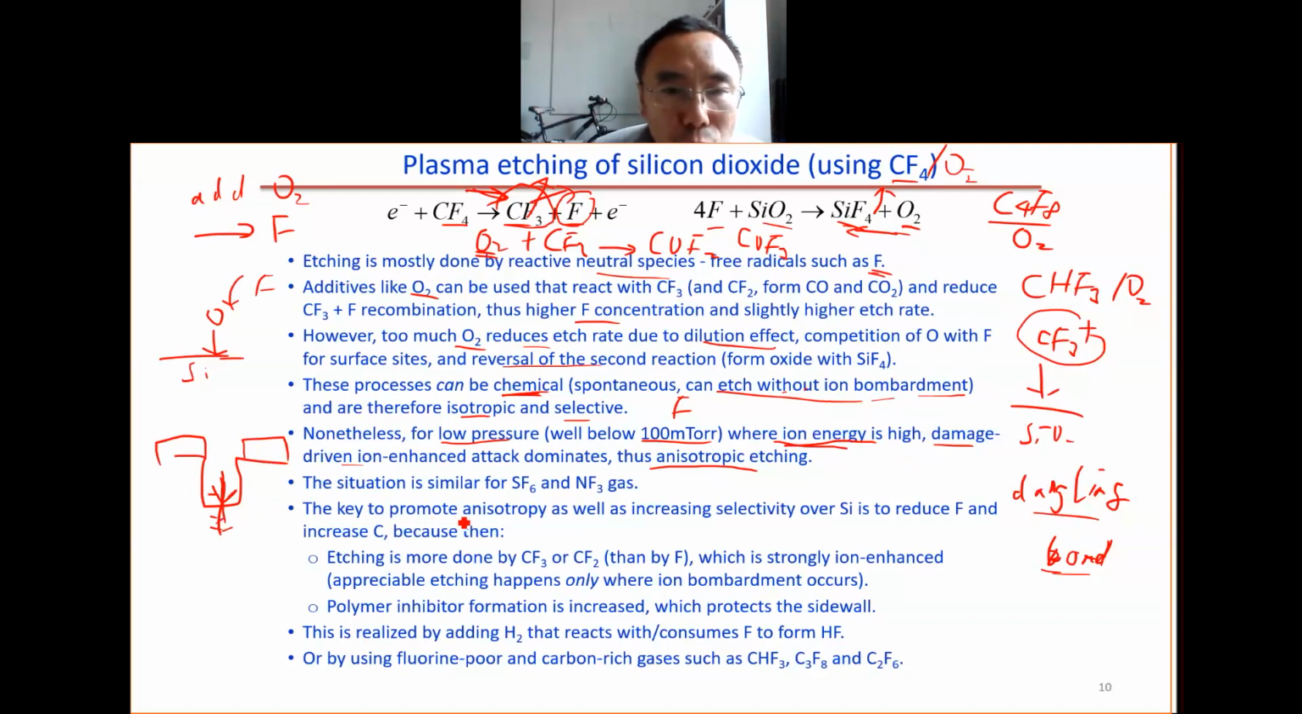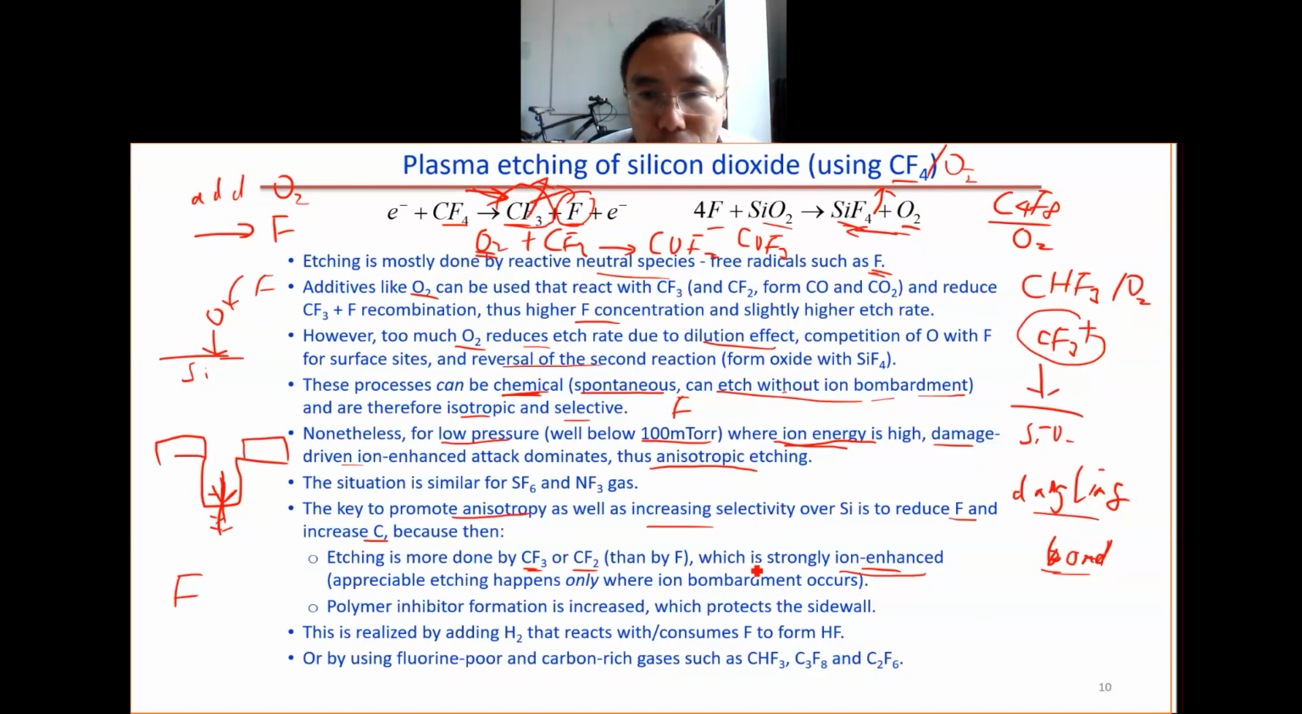To promote anisotropy as well as increase the selectivity to the silicon, we should reduce F and increase carbon. This is because etching by F is spontaneous, so the reaction takes over right away. But etching by CF3 or CF2 is ion enhanced, which means the etching will be very, very slow without ion enhancement. With ion bombardment, the etching becomes high, and then we get more anisotropic etching.